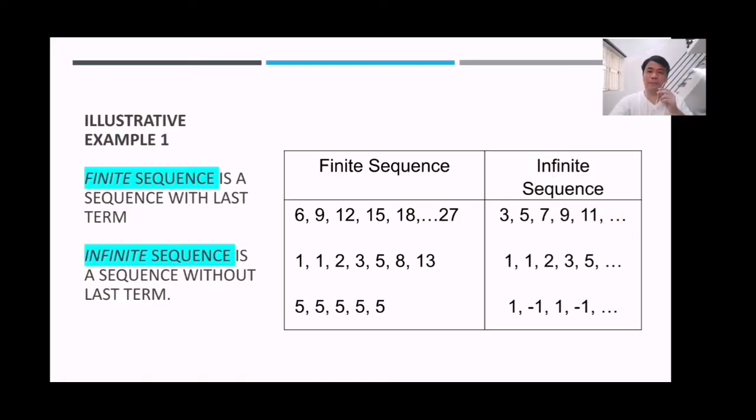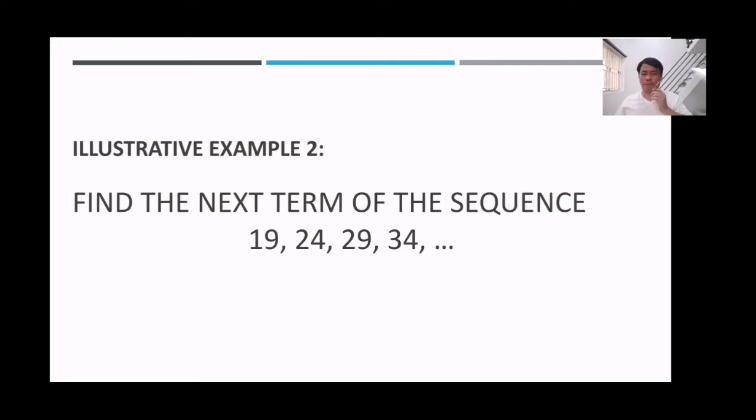Meaning, ang ibig sabihin ng ellipsis, ng 3 dots, ay ellipsis. Meaning, continuous yung ating sequence. Okay? Okay, so now that you know the difference between finite and infinite sequence, let's move on with example number 2. I will now teach you how to find the next term.